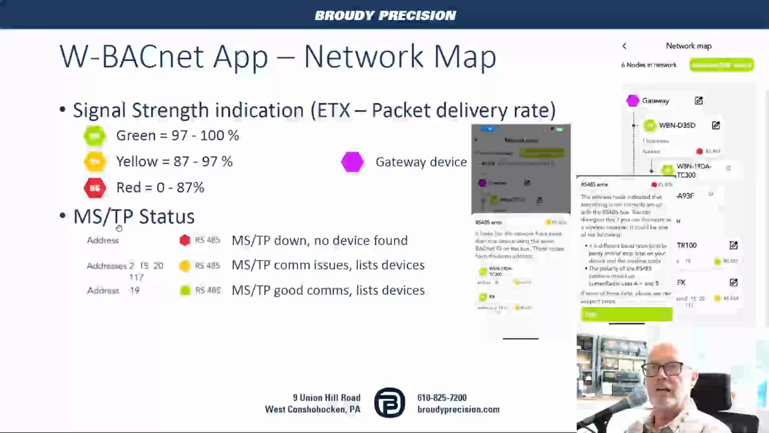And then also it gives you the MSTP status. You'll see by the icons where it says RS-485, red would be that it's down, yellow would be that there is some sort of COM issue or an issue with that MSTP bus, and green means good, everything's talking fine. And when you click on those, it actually does come up with a little explanation of why it's yellow or red for RS-485, and some examples of what the problem could be.